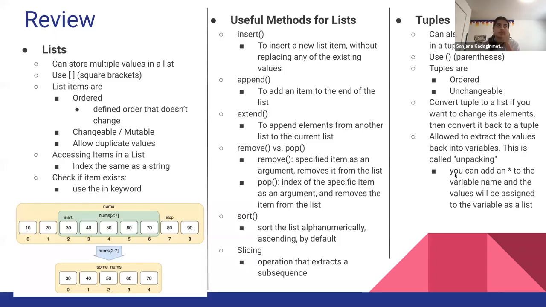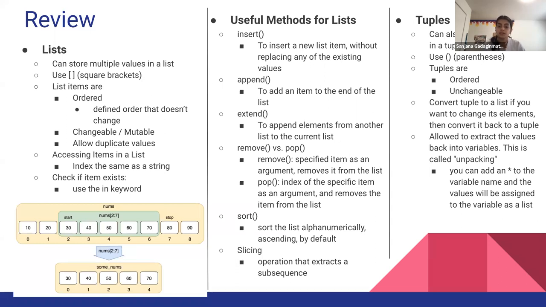All right, so we finished homework. Okay, so this is just review from last class. So we did lists, and basically remember, lists can store multiple values and you use the square brackets. And list items are always ordered, changeable, or mutable, and they allow duplicate values. So when we say they're ordered, that basically means that they have a defined order that you cannot change. And by mutable, that means that we can change the items in the list.